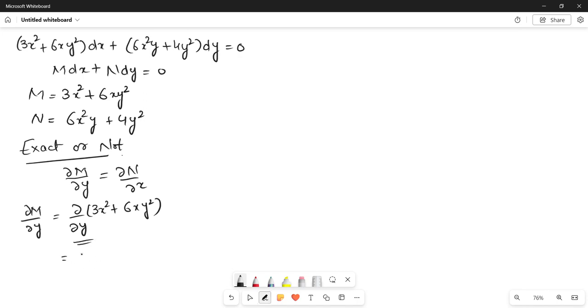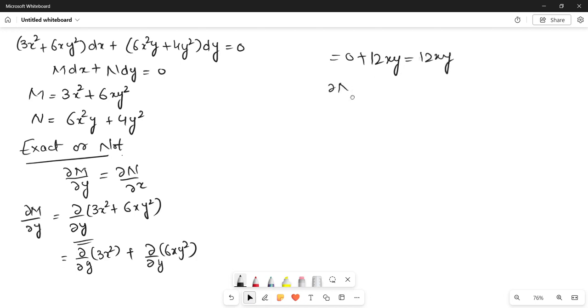How can you find the derivative? It is distributed: del by del y of 3x squared plus del by del y of 6xy squared. In this case, you will get 0 for the first term, and the next one gives 12xy. So you will get 12xy. Similarly, we will find del N by del x.